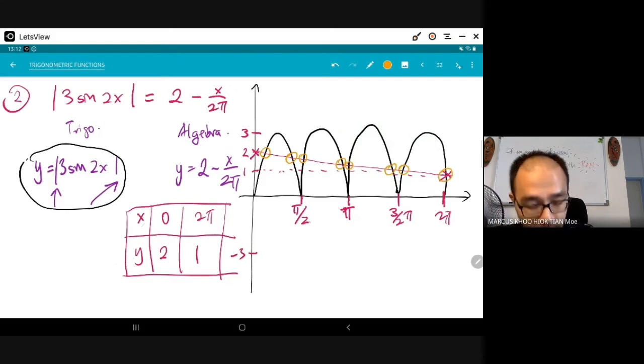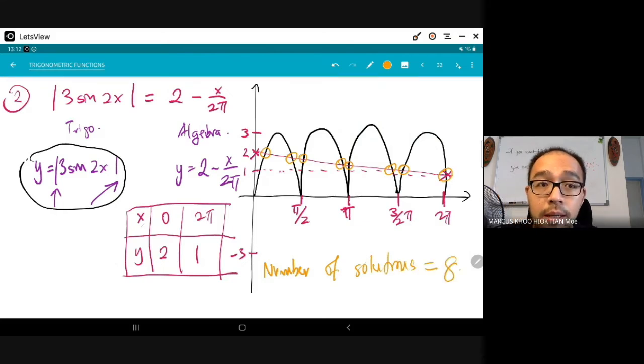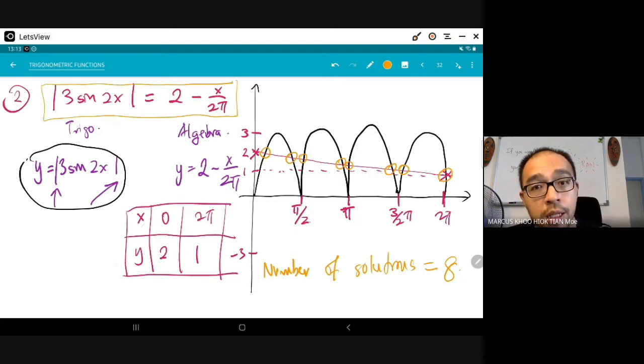Okay, so then you write down there the number of solutions equals to 8. Okay, now I want to do two more to demonstrate a few important things, but this is the basic skill. This is the basic thing that you need. You need to have a trigonometry graph and you need to have an algebra graph. Tapi soalan dia bagi dalam bentuk begini tau. Okay, but sometimes they won't give it to you in that way. Okay, but we pause first.